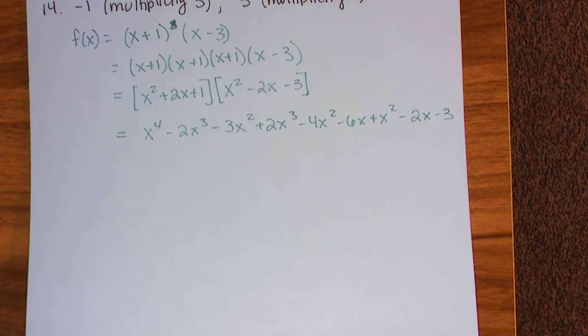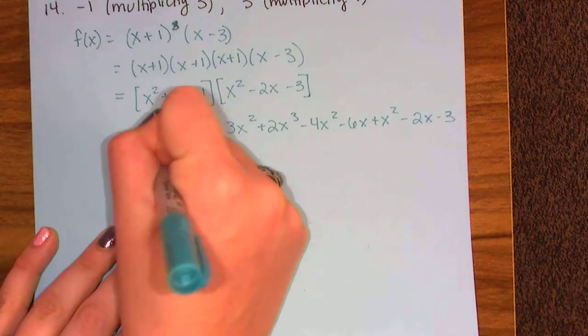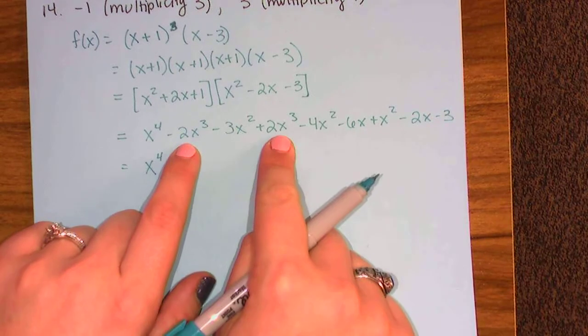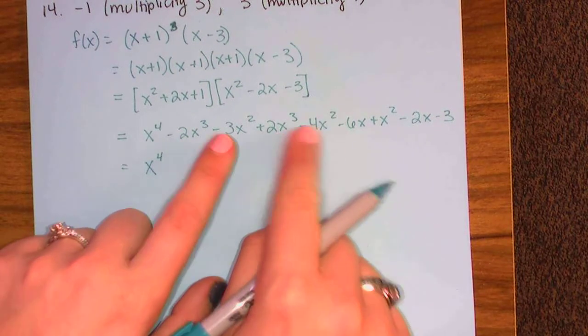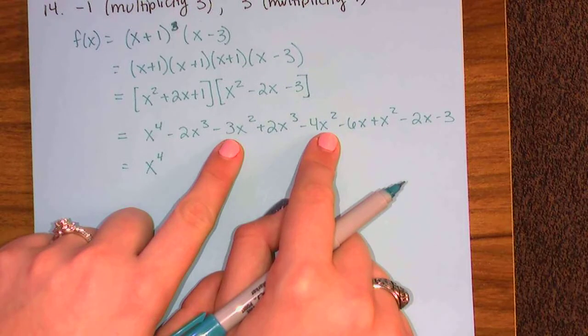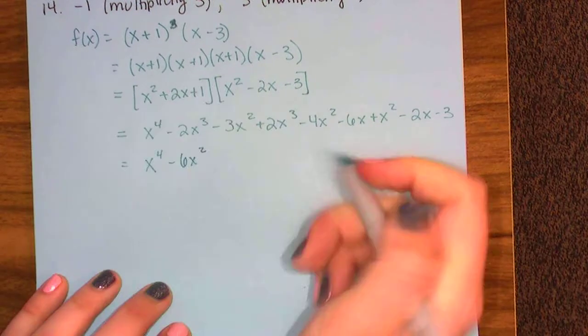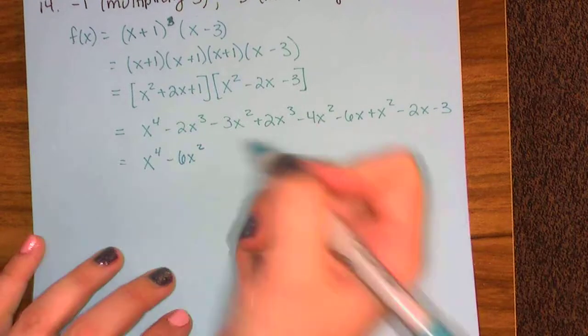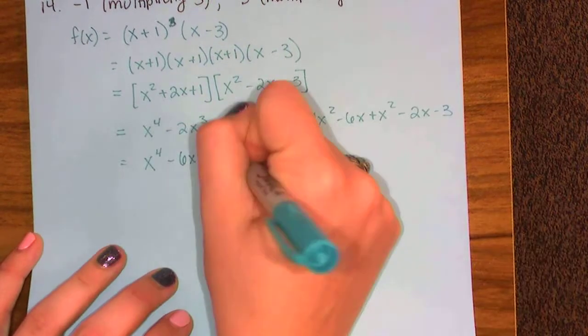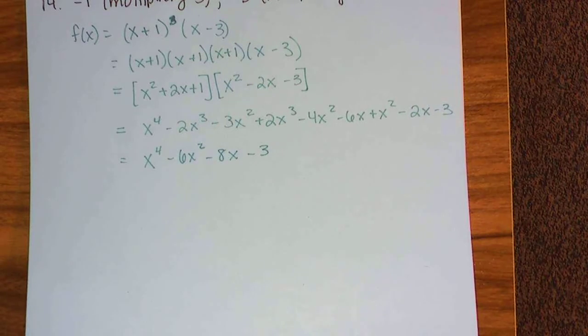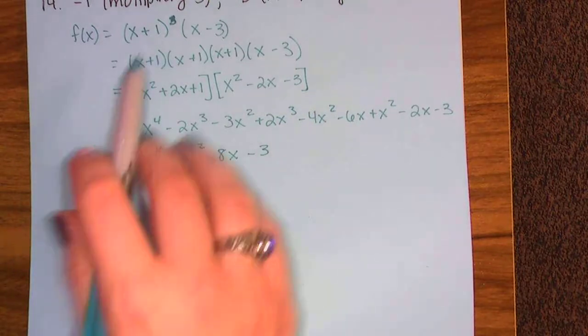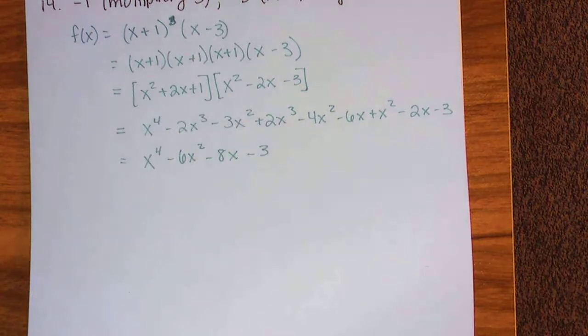Okay, and then now I just need to combine like terms. So x to the fourth. My x cubed terms are going away because they're opposites. X squared terms, minus 6x squared. Just x terms, minus 8x, and then just numbers, just have -3. So all you have to do is set these up, and then once you set them up, just multiply them.